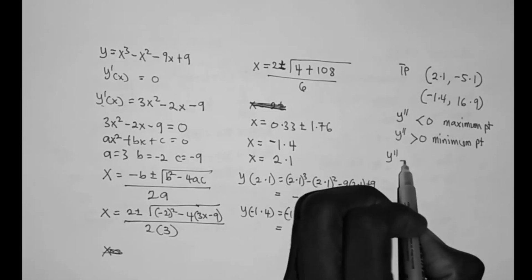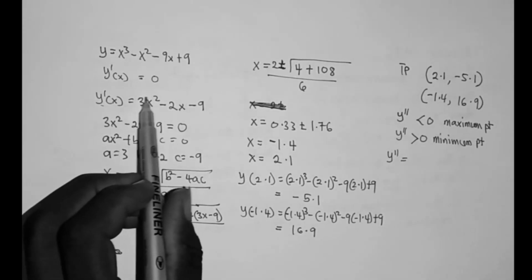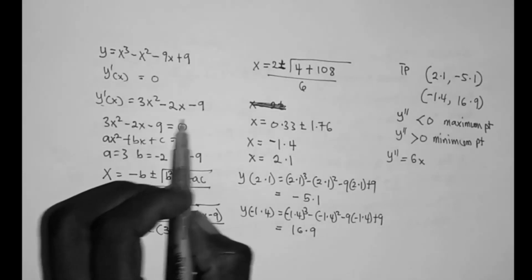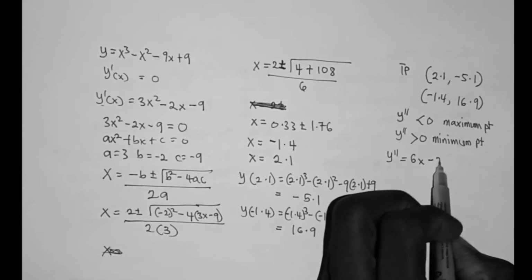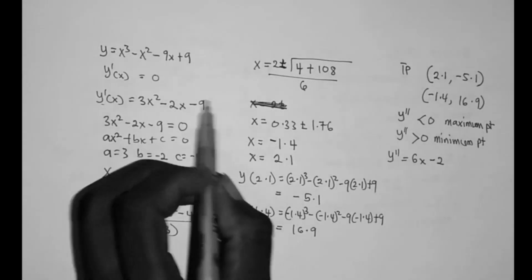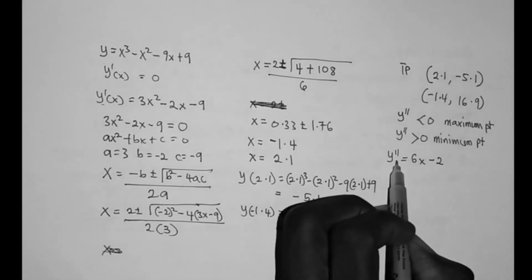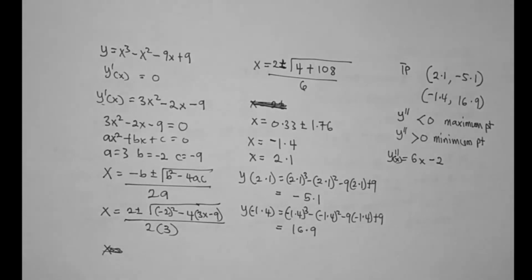So let's find y prime prime from this equation. Y prime prime is equal to, if you differentiate 3x squared, you will get 6x. If you differentiate minus 2x, you get minus 2. And if you differentiate minus 9, it is 0.